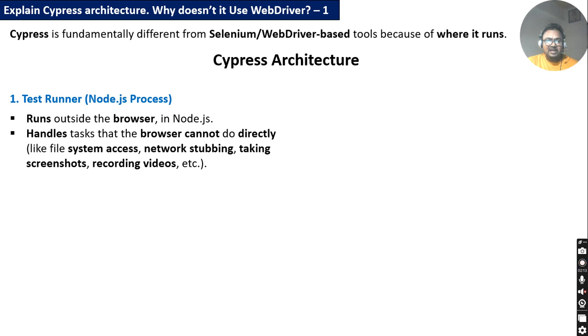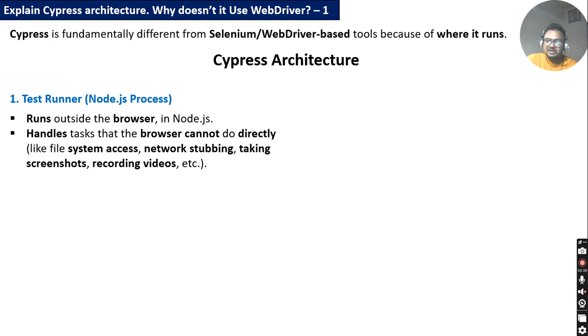Now Cypress architecture. When they say Cypress architecture, they are not asking you to explain or draw something. They want to listen for three main keywords. If you speak these three main keywords, like the test runner, that is the one thing that runs outside the browser in Node.js. So test runner is the key component of the Cypress architecture.